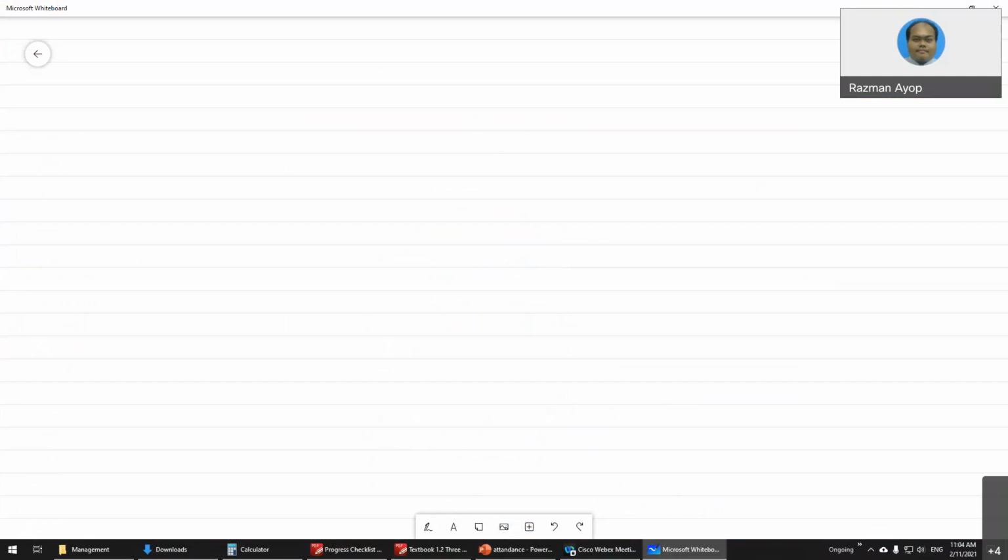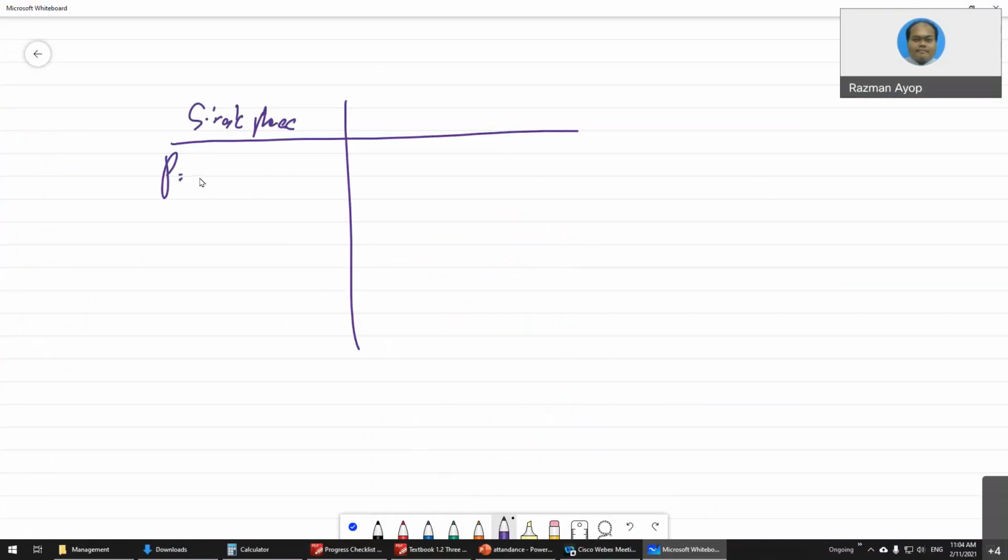Basically, in the single phase, your formula will be P is equal to V RMS, I RMS, cos theta, correct? So this is single phase. Right now you're using three phase. So for three phase, your power should be for balance load only.